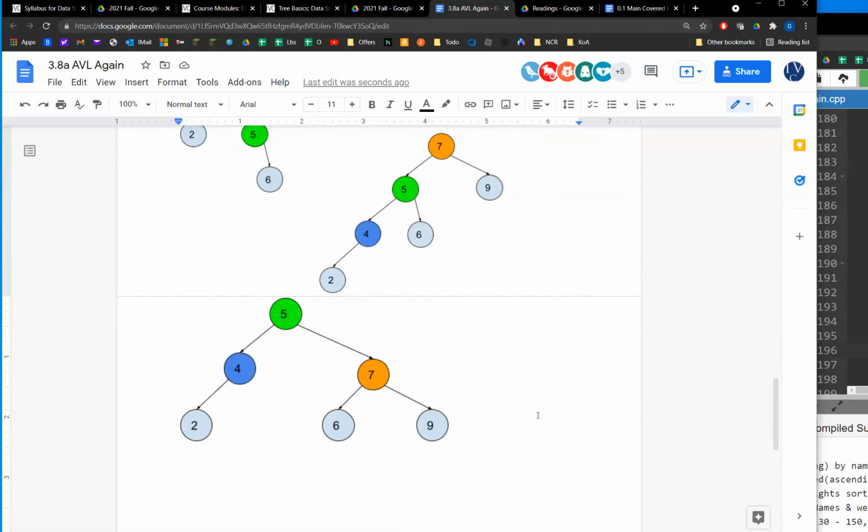So as nodes rotate, their subtrees get pushed and pulled along with them, but then there's a little bit of switching around in the parent tree. Questions about the AVL tree at the moment?